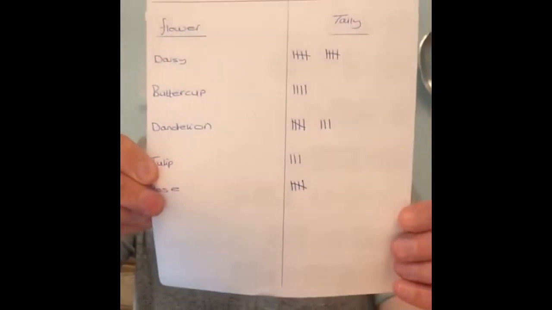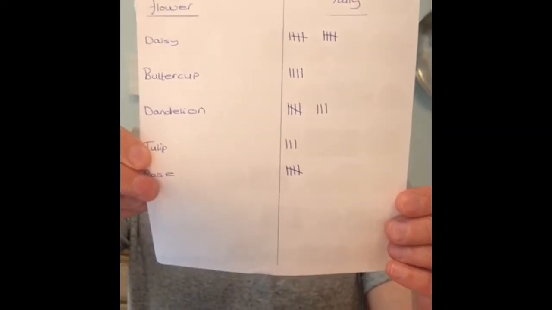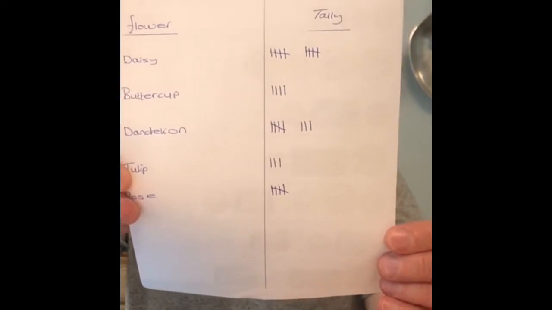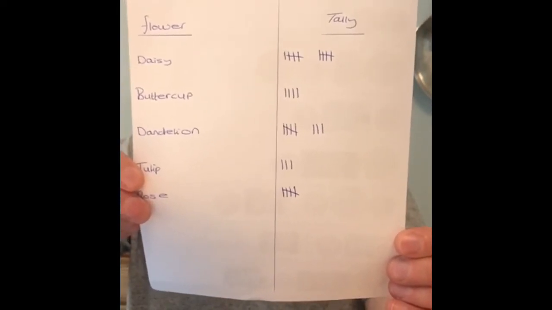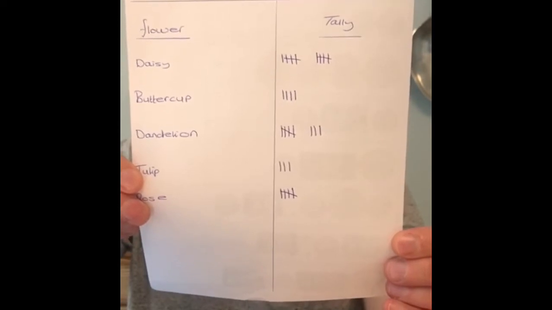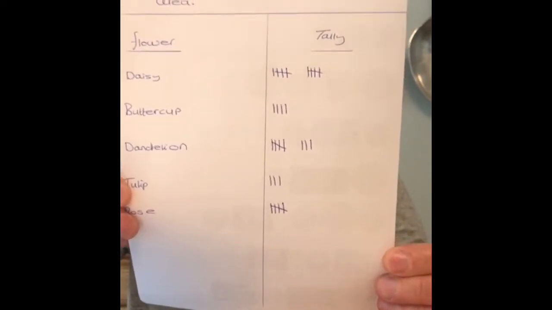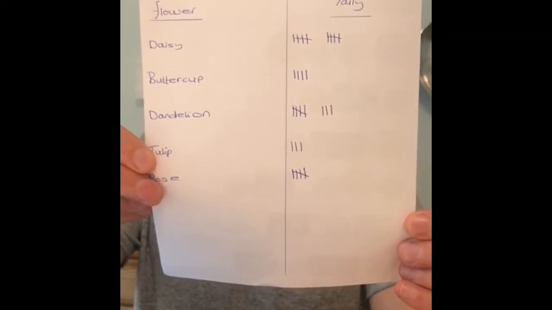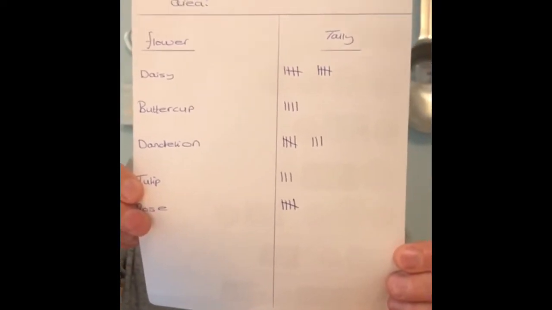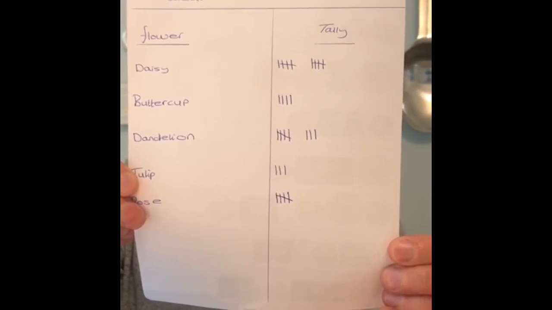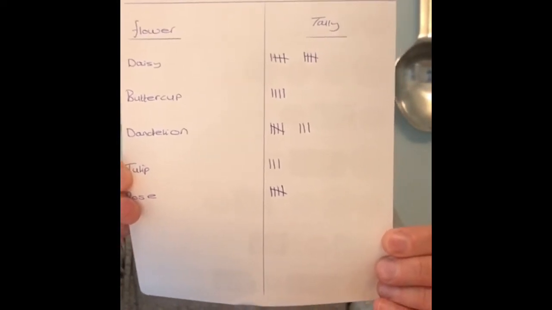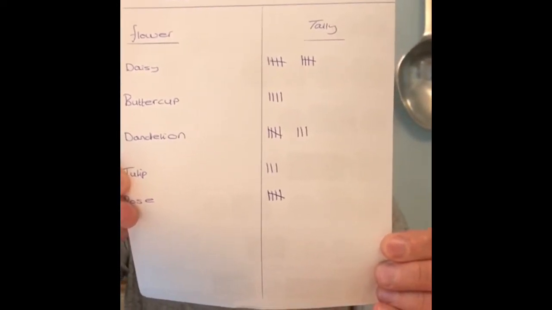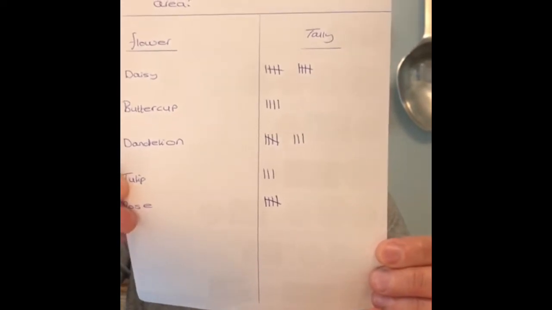So I went for a walk with my family and I've made my own tally charts, and I wrote down the first flower I saw, which was a daisy. Then I saw some buttercups and some dandelions and some tulips and some roses, and every time I saw another one of those flowers, I added a tally on my chart. As you can see on my local walk, the most commonly occurring flower were daisies, and the least occurring flower were tulips.